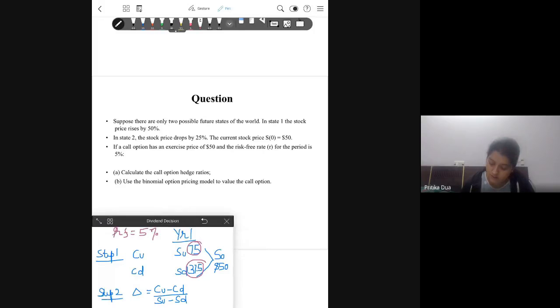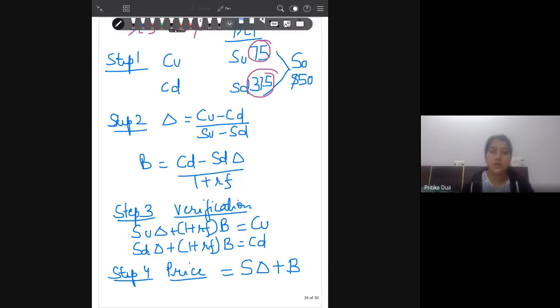Okay, so you can start solving the question. SO is the exercise price, which is $50. So now using these steps, you can start solving the question. CD would be 0.